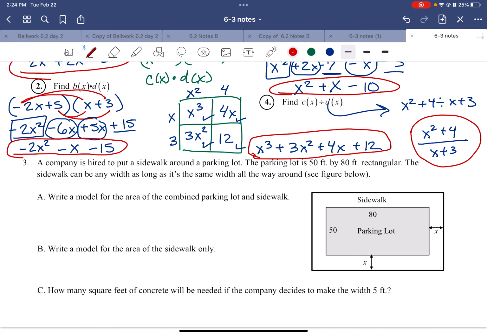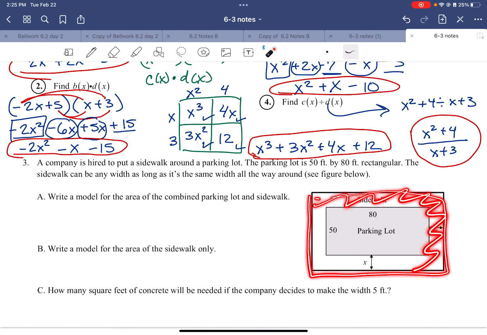This word problem may look familiar. It is the word problem from homework 5.4 that I told you not to worry about, that we weren't going to do. So we are going to do it today. So it's an example of why you might combine functions. So let's see. A company is hired to put a sidewalk around a parking lot. The parking lot is 50 feet by 80 feet rectangular. So just looking at our picture, 50 feet by 80 feet, and then they want to put a sidewalk all the way around. So there's the sidewalk.